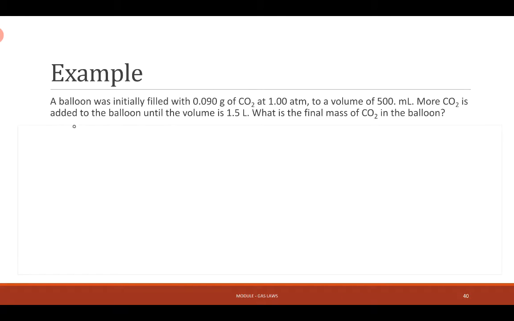We have an example problem. This reads, a balloon is initially filled with 0.90 grams of CO2. So this is going to tell me my initial moles, but this is not in moles yet. That's given to me in grams, so I'm going to have to convert that into moles eventually. This is my initial pressure, but pressure is not changing. I do not see another pressure anywhere here, so cross that out. And a volume, this is my initial volume.